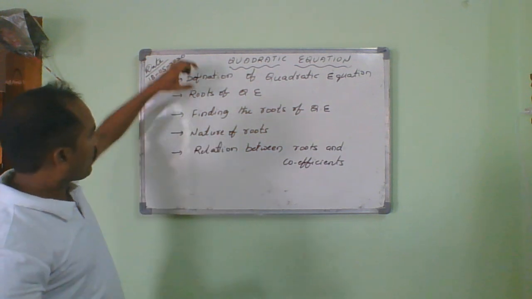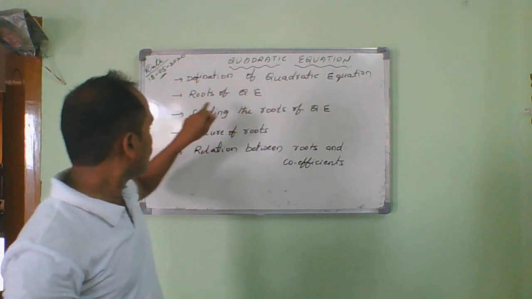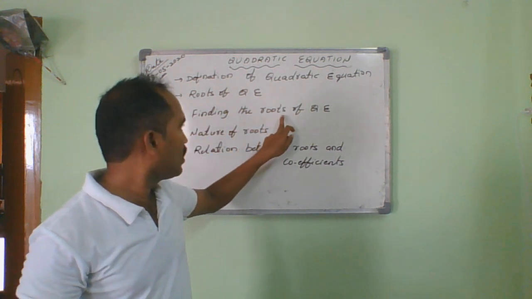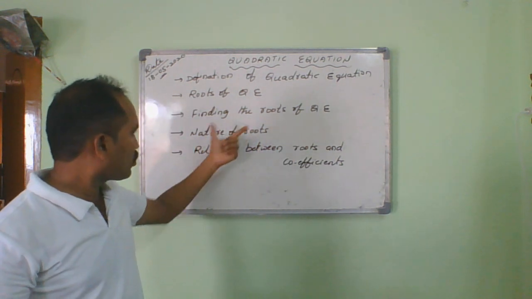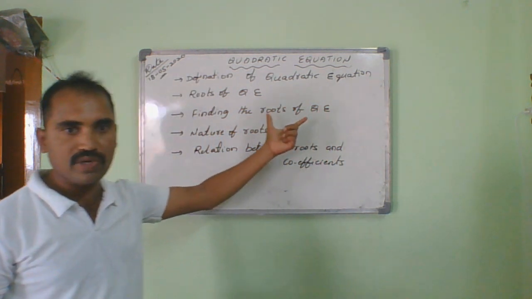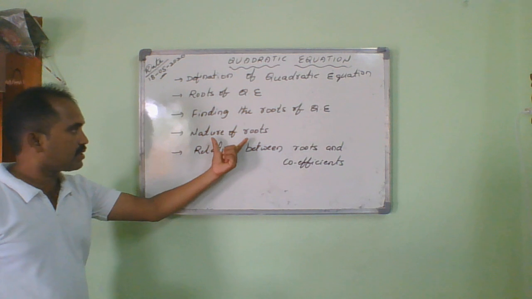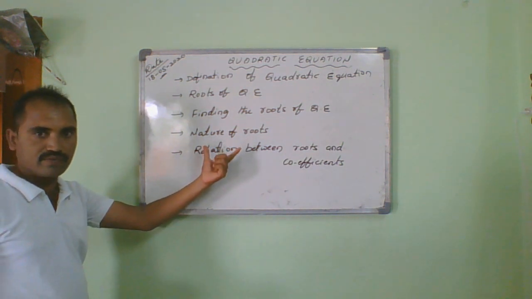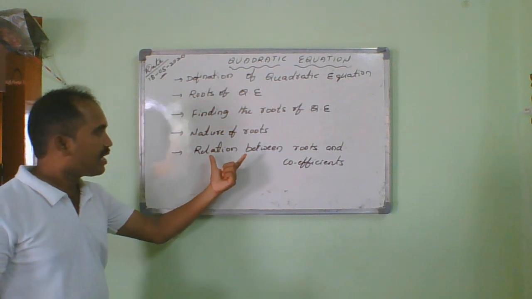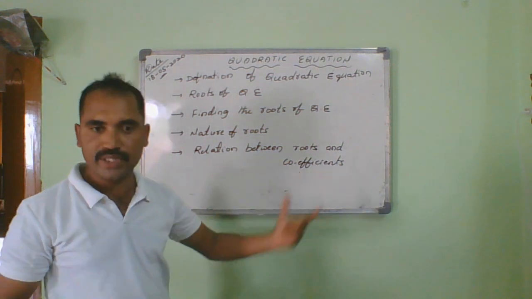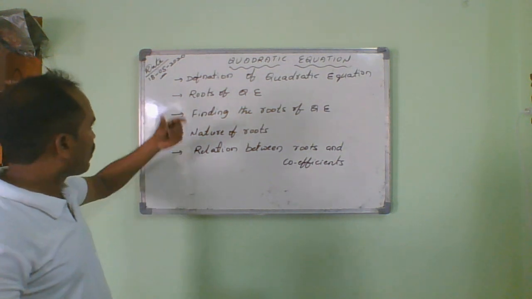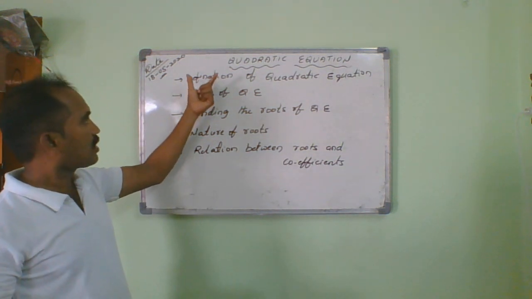So first one is the definition of quadratic equation. Next one is the roots of quadratic equation. The third one is finding the roots of quadratic equation, where we have different kinds of methods that we will discuss here. The nature of the roots, I already gave the minimum information. The next one is the relation between the roots and the coefficients. So let us discuss, today our topic is quadratic equation.